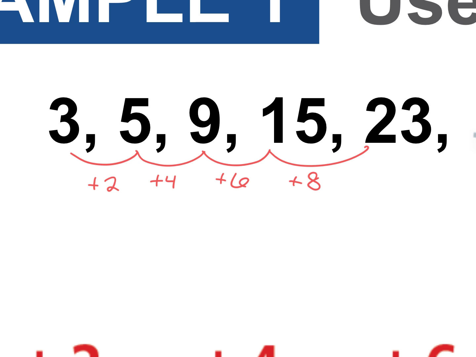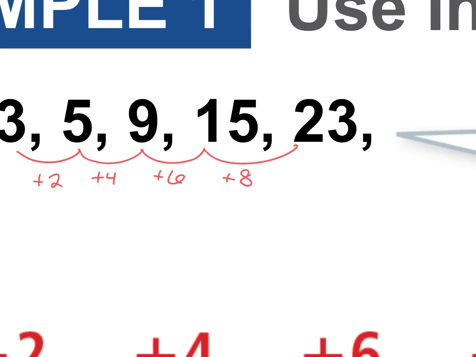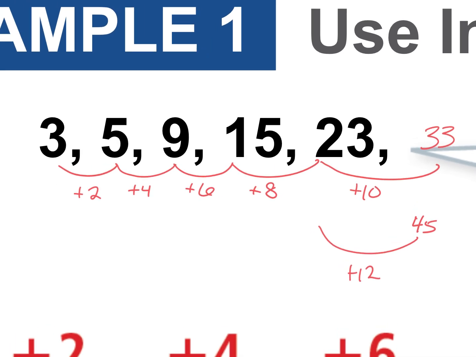So what would I add to get my next term? 10 to get 33. What would I add for my next one? 12 to get 45. How would I write the conjecture? What's conjecture mean again? Pattern or the rule. So how would I explain the conjecture of the sequence? It's not doubling. Each time they're adding 2 more. Okay? Good.